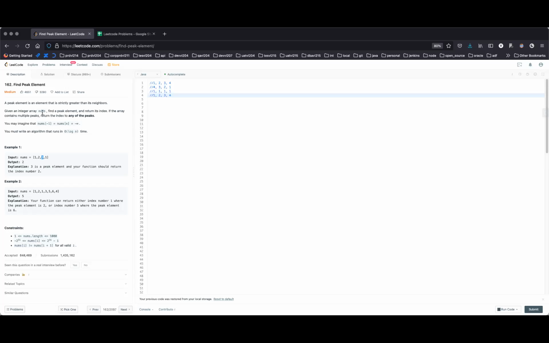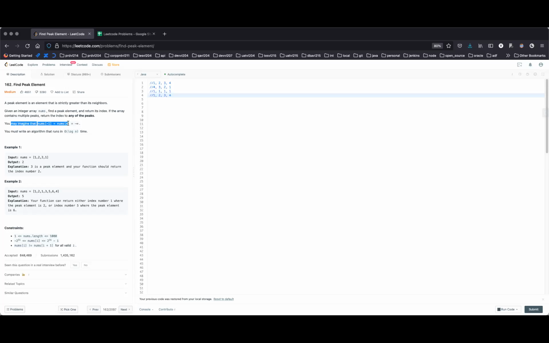Given an integer array nums, find a peak element and return its index. So the output that we need to give is that specific index. If the array contains multiple peaks, return the index to any of the peaks. In the second sample, if we have multiple peaks, we can return any peak, either the first or the last, any one is fine. You may imagine that nums[-1] = nums[n] = -infinity.